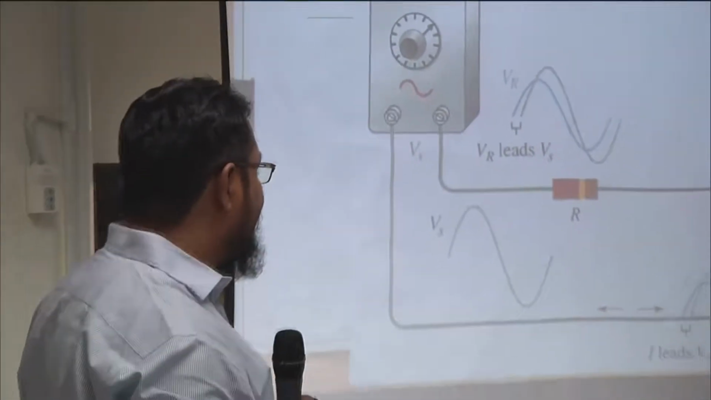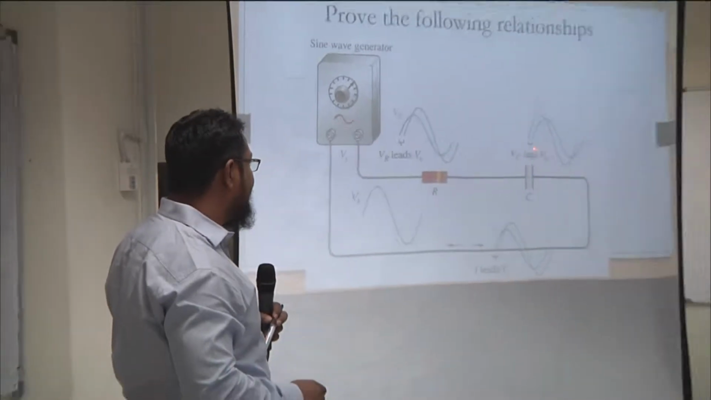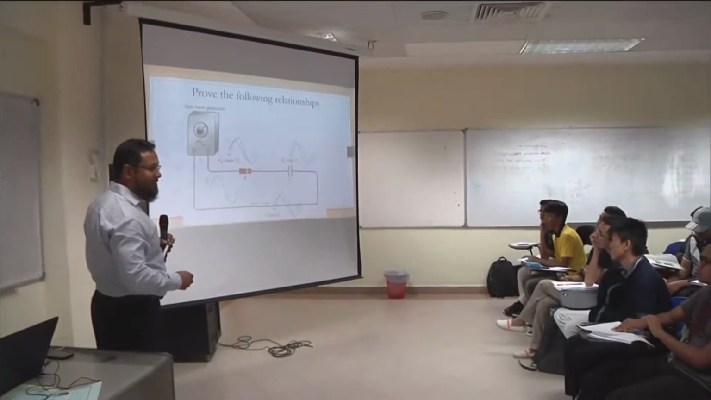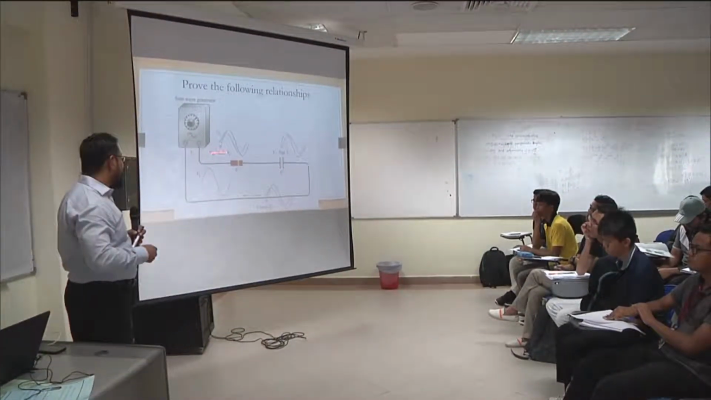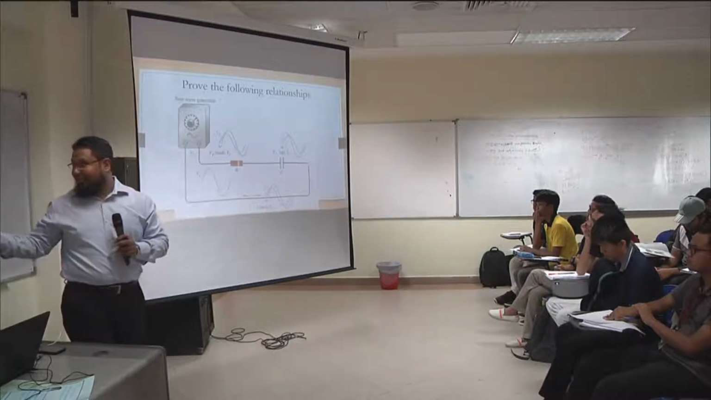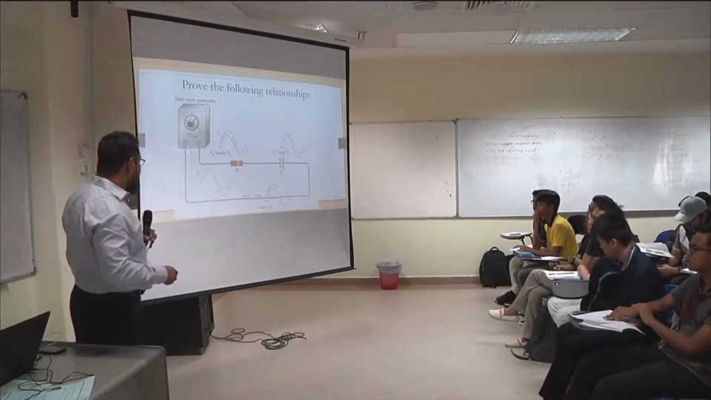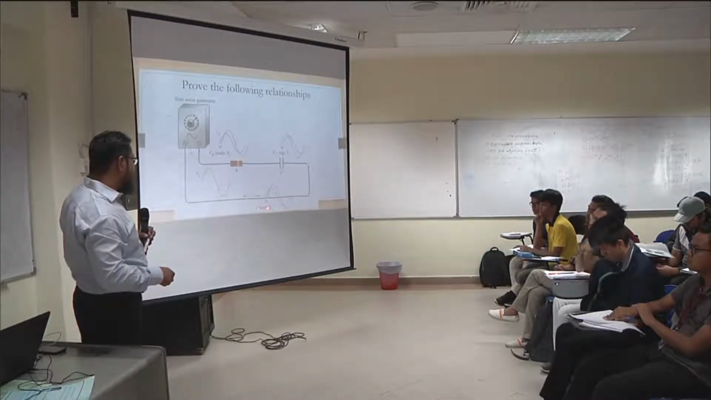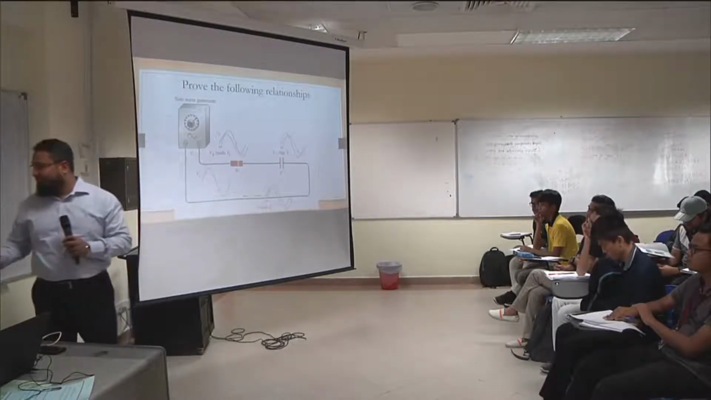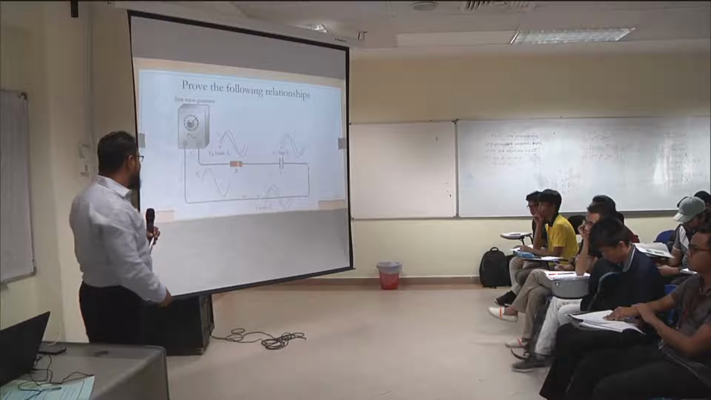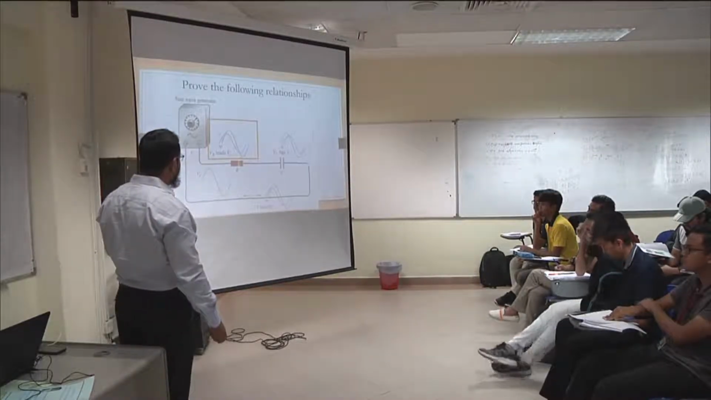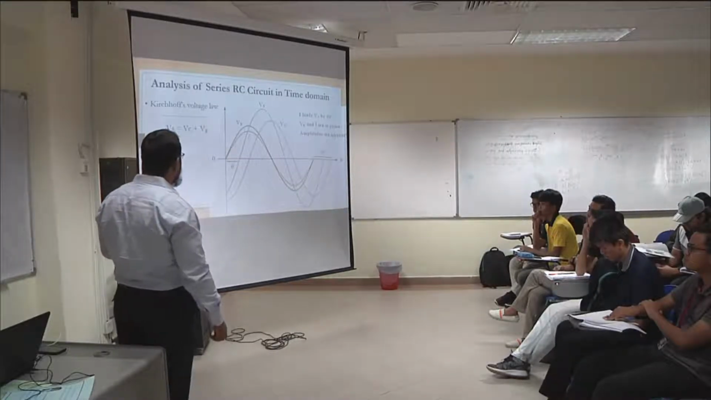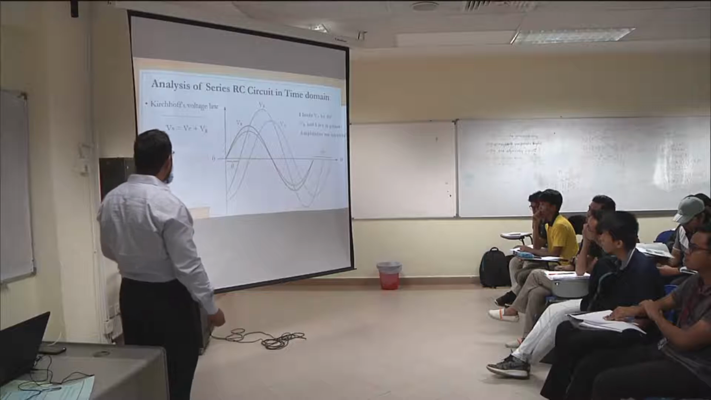What happens in the case of the capacitor? In the very same way we can find it out. The voltage across the capacitor will be lagging the supply voltage by the same angle, phi. And we already know the current, that's what we found out first: the current is leading Vs by this angle phi. Very simple. Let's move on. So these are the three relationships that we understood, in the analysis of the series RC circuit in the time domain.